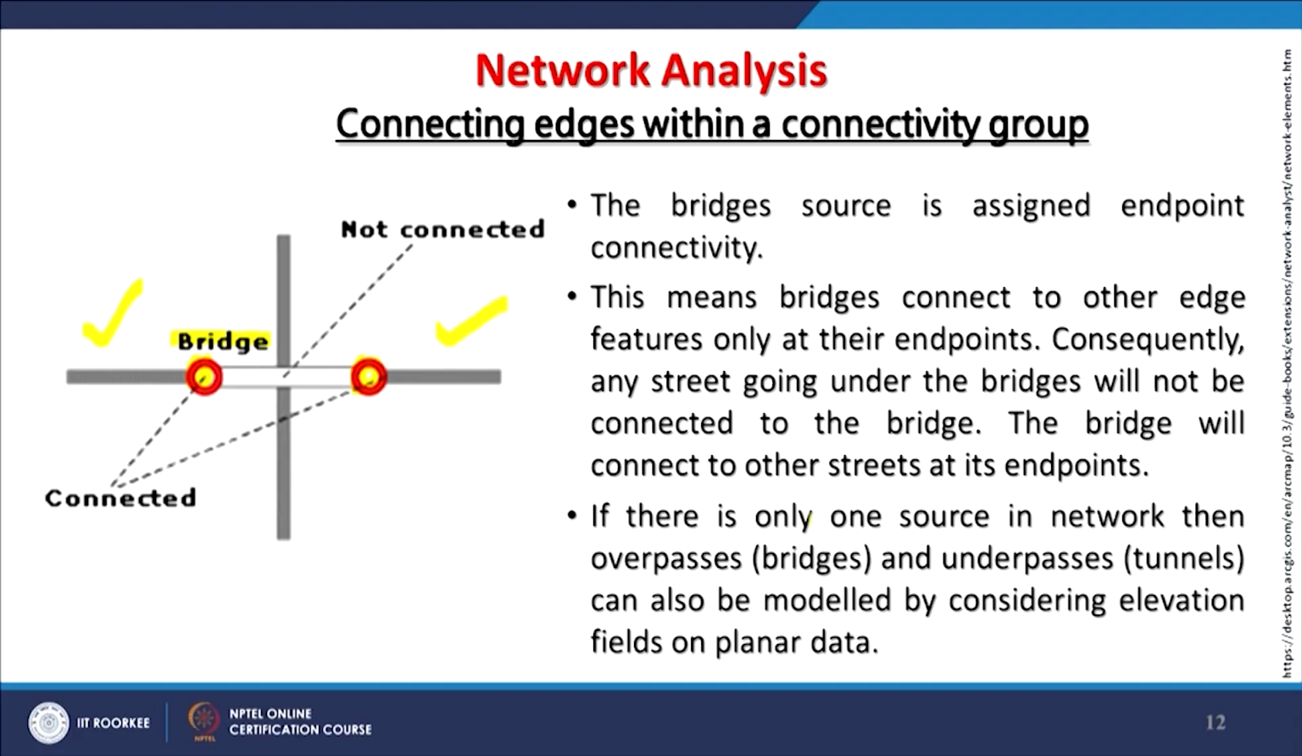If there is only one source in the network, then overpasses like bridges, underpasses, and tunnels can also be modeled by considering elevation fields on planar data. That means if there is a change in elevation, because with underpasses and overpasses one line is going over another line, the depth information also has to be stored, like in case of metros, overpasses, tunnels and everything. So that much information will be required to be stored.